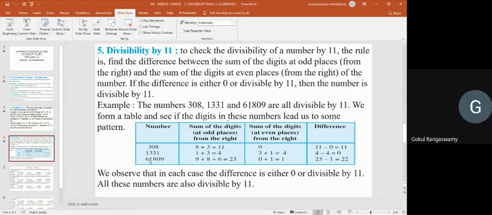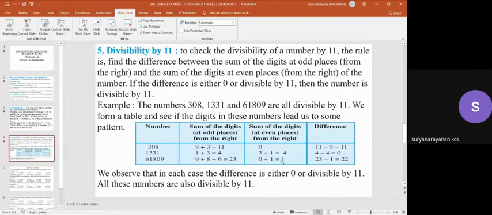Yes, sir. Similarly, let us take the next number, 61,809. In this number also, let us take the digits by leaving one digit, one after another. So 9 plus 8 plus 6. These are the digits in odd places. By adding these three digits, we get 23. And we add the digits which are left here, 0 plus 1, that is 1.